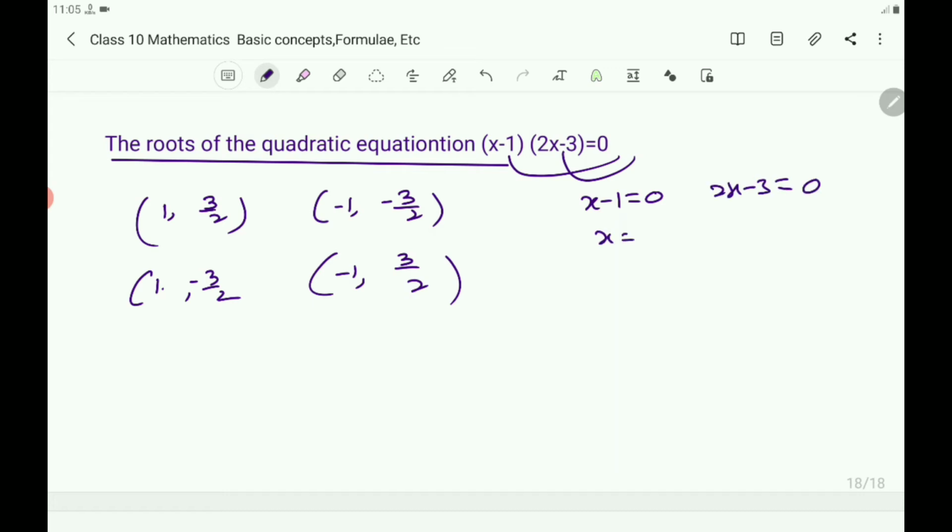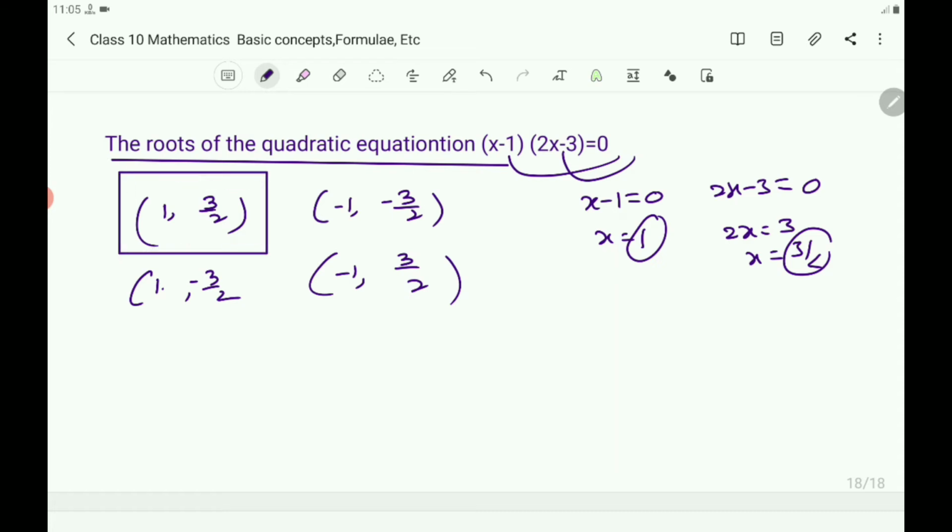Here you will get x = 0 + 1, that becomes 1. Here 2x = 3, so x = 3/2. So you got the option 1, 3/2. Here this is the answer. You got that? 1, 3/2. In this way they will give the factors, then we have to find the value of x.